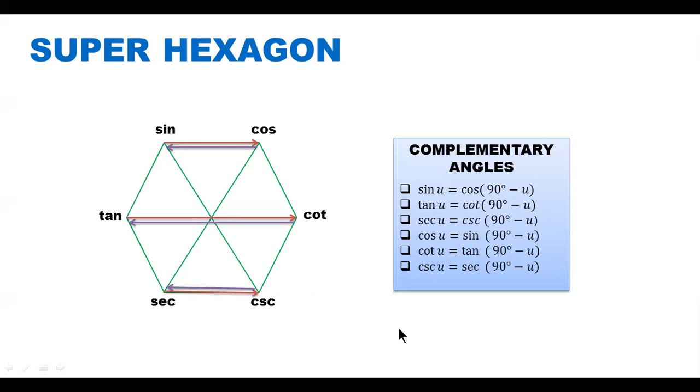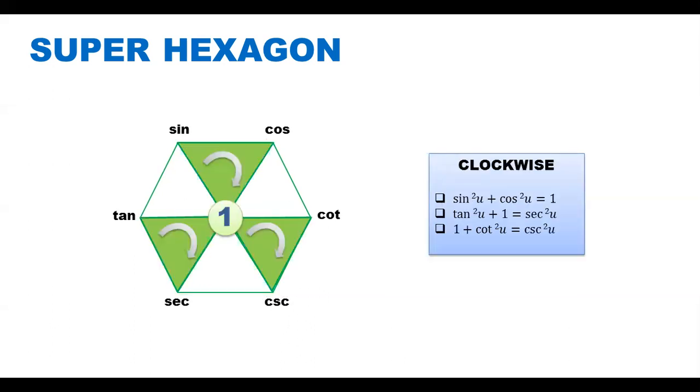Pero, tingnan niyo yung application ni Super Hexagon. Sobrang dami. This is the fourth application. Next, pwede natin magamit si Super Hex para makuha ang iba pang mga identities. Specifically, the squared or the Pythagorean identities. So kailangan nating i-utilize dito, making sure na alam natin kung alin yung tatlong triangle ng hexagon ang gagamitin.